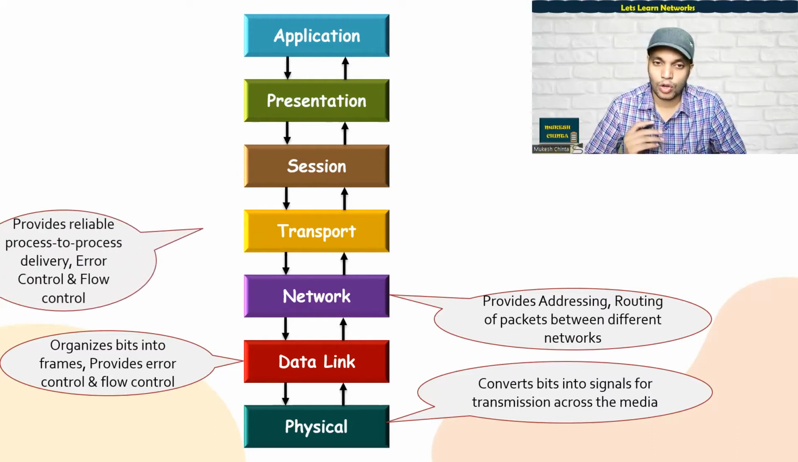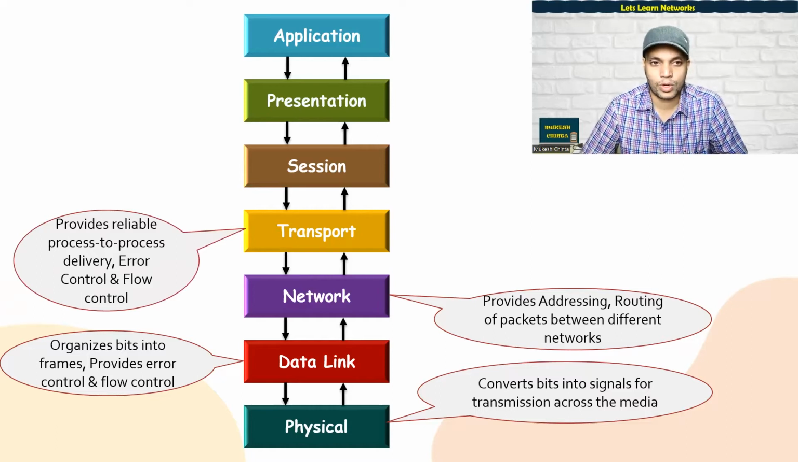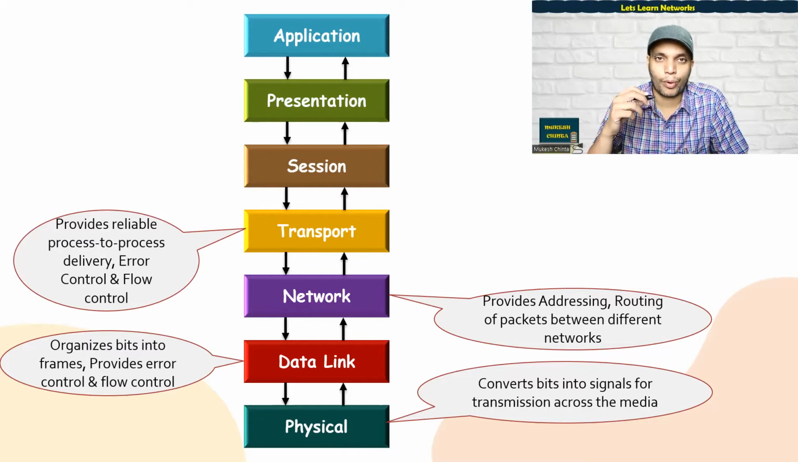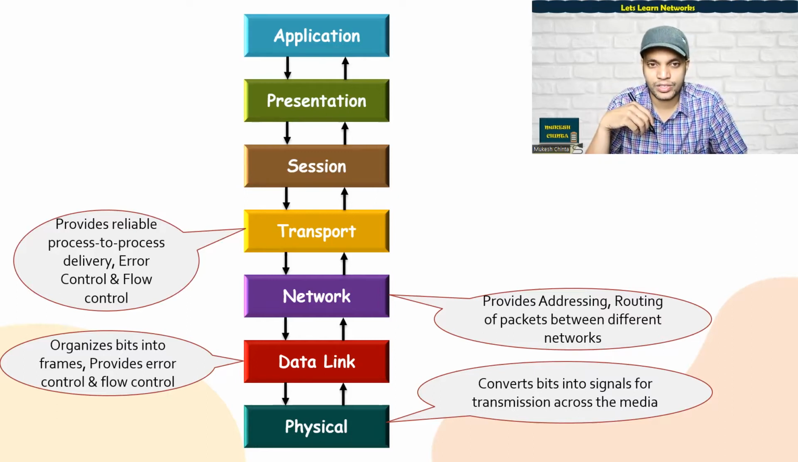The next one on top of your network layer is your transport layer. Transport layer provides reliable process-to-process delivery, and it also provides error control and flow control. The difference between the network layer and transport layer is that the network layer will find out the machine to which the data should be transmitted, and the transport layer handles the data according to the process on that machine. We will discuss more in a few minutes' time.